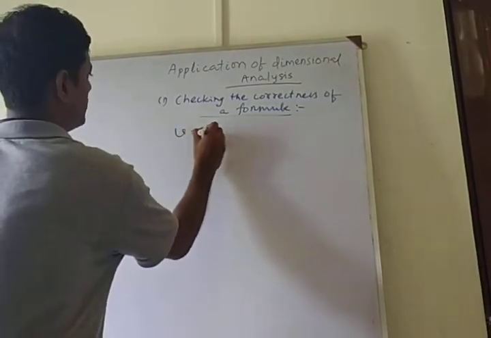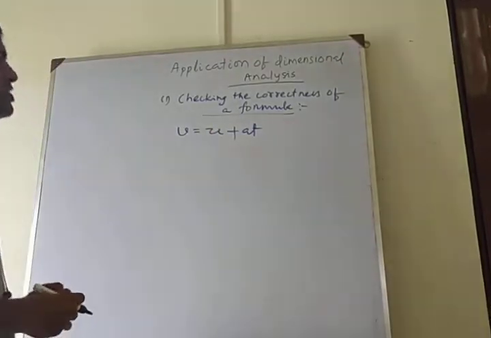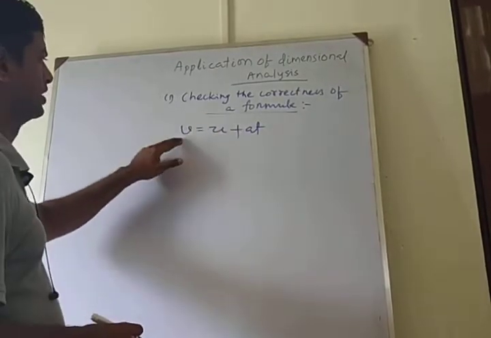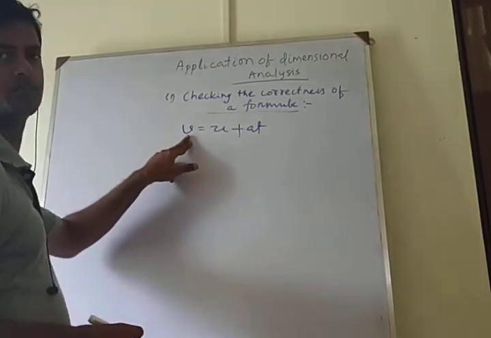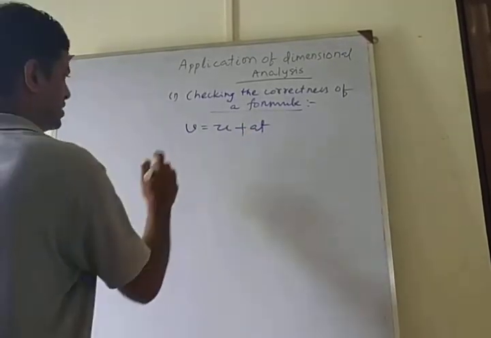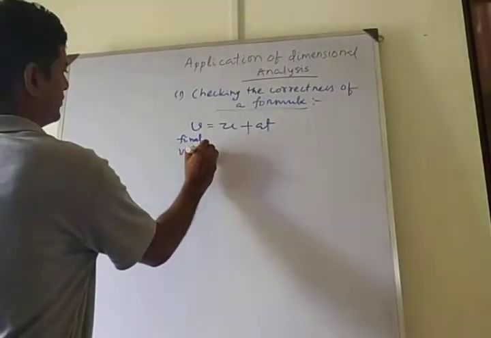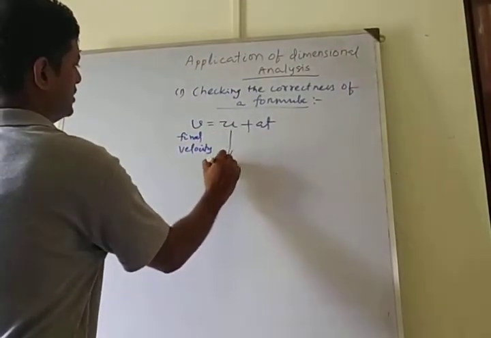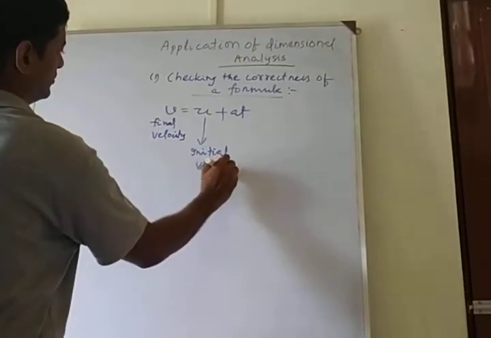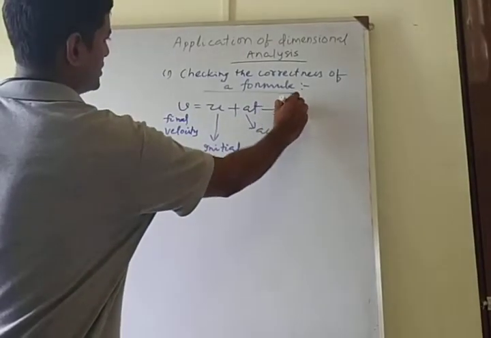This is a very famous common equation you have studied in 9th standard also: v equal to u plus at. What does it mean? Let me define. v is final velocity, u is initial velocity, a is acceleration, and t is time. This is final velocity, this is initial velocity, this is acceleration, and this is time.